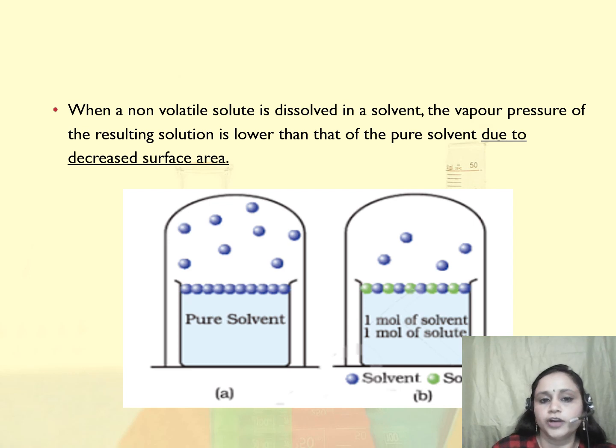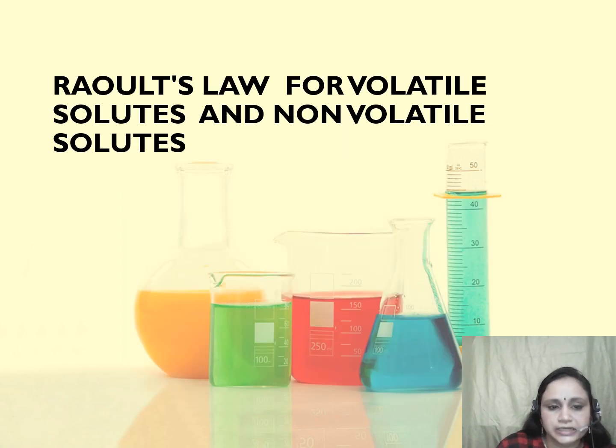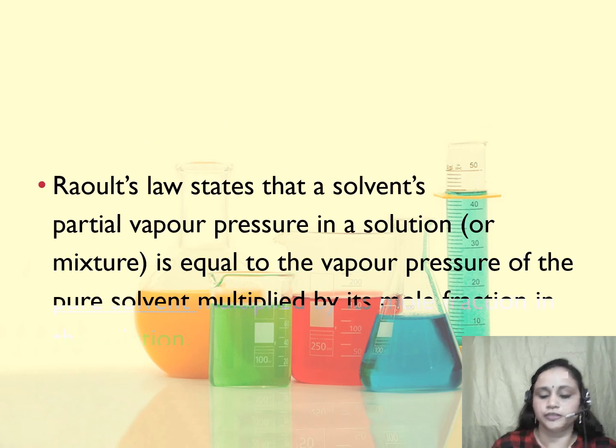Now, when a non-volatile solute is added, due to the decrease in surface area, the vapor pressure of the resulting solution is lower. Thus, Raoult's law has found a basic concept for finding out about volatile and non-volatile solutes.